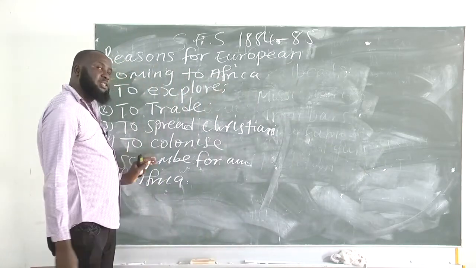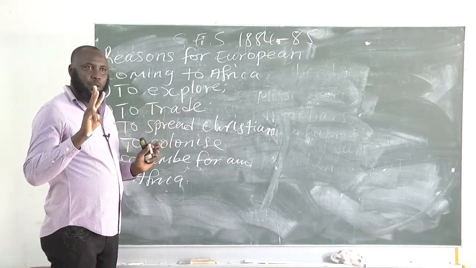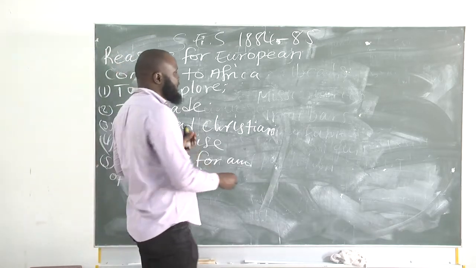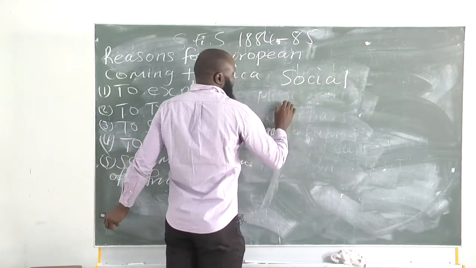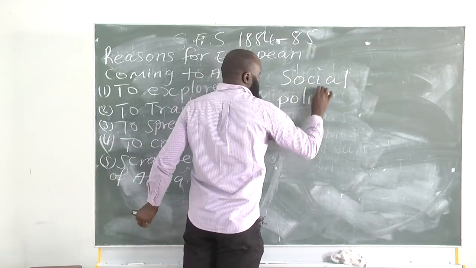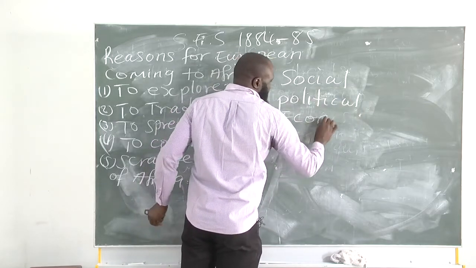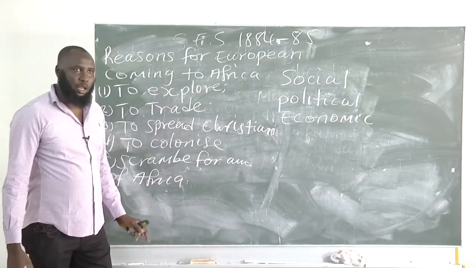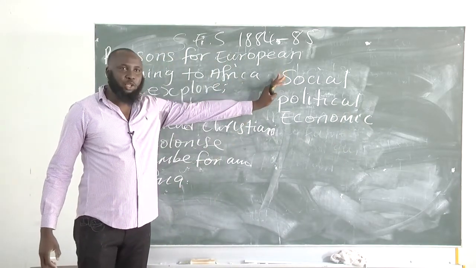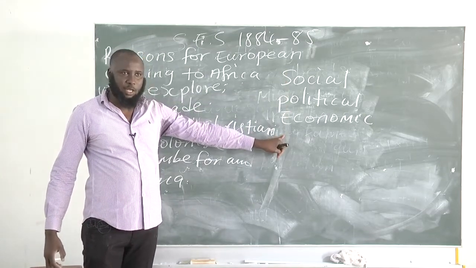Now, if you look at these reasons for their coming, we can categorize them into three main categories. These 5 reasons can be categorized under 3 categories. That is social, political, and economic. So as a result, the European coming to Africa was based on social, political, and economic reasons.